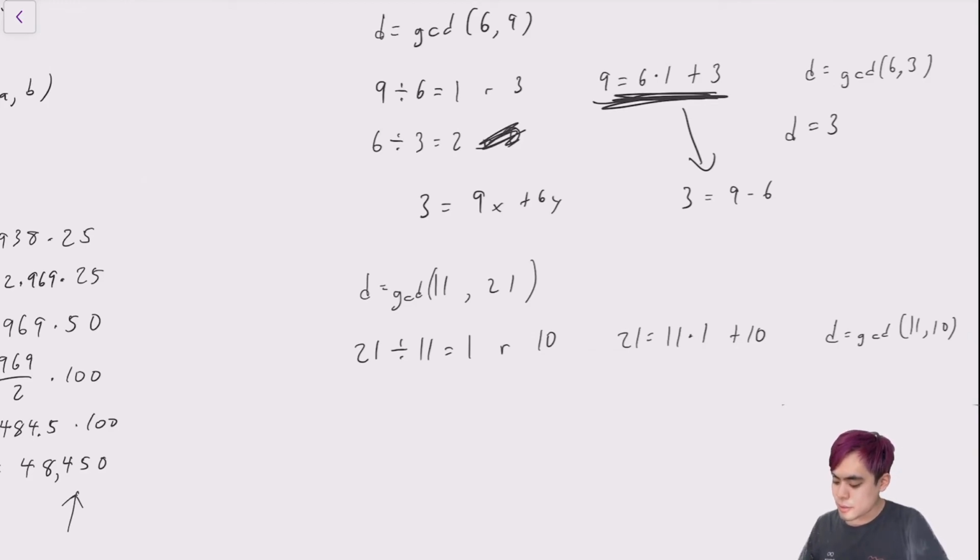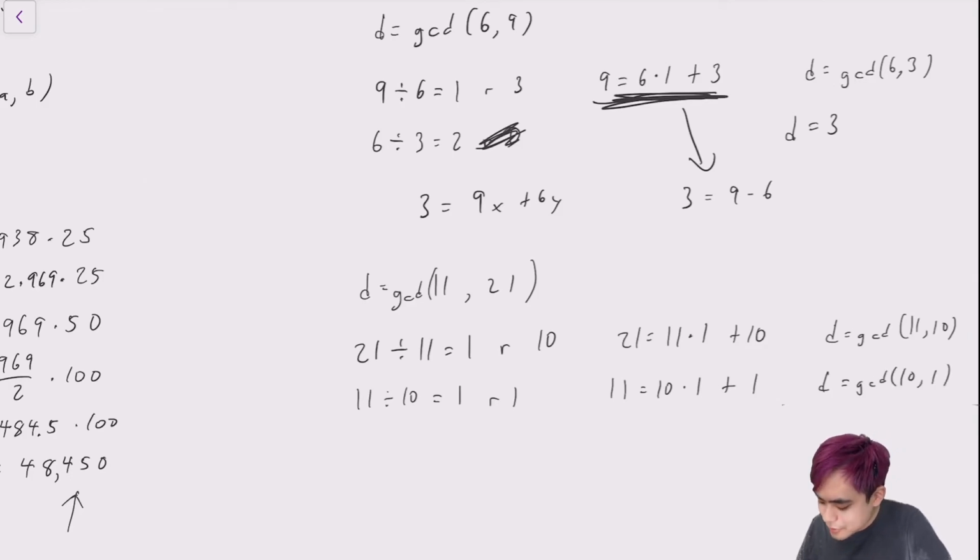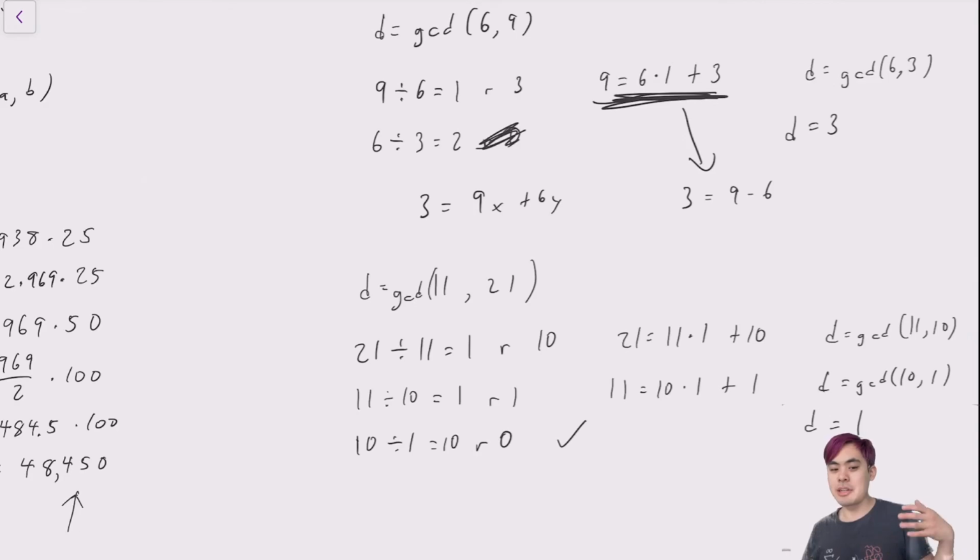Let's do it again. 11 divided by 10 is 1 remainder 1. So 11 is equal to 10 times 1 plus 1. Now D is equal to the greatest common divisor of 10 and 1. And 10 divided by 1 is equal to 10, remainder 0. And so now we're done, and D is equal to 1. Whenever you get the greatest common divisor of anything and 1, you know the greatest common divisor is just 1, since 1 has no other divisors, right?